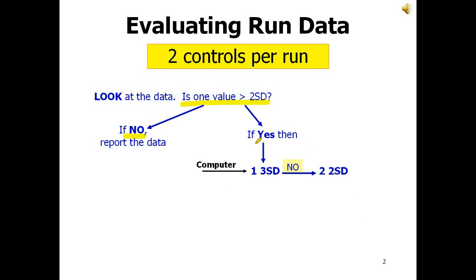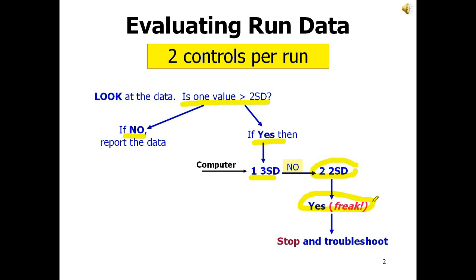Now, if you look at this slide, if the answer to the question is yes, there's a value outside 2S, then we look to see if that 1-3S that we just talked about is violated. If that answer is no, then we go to the next rule. Okay? And if you violate a rule, then you have to stop. Like the slide says, I got this from a seminar I did in Cleveland one time when I asked the people, what do you want me to tell you in the next 3 hours? And one of the young ladies said, all I want you to tell me is when to freeze. Well, that's what the slide says.